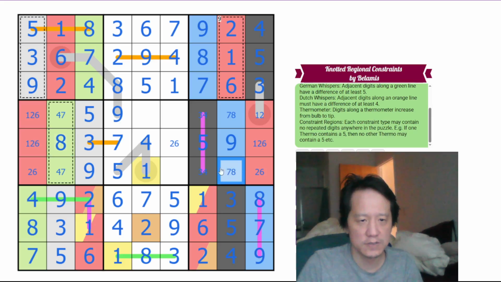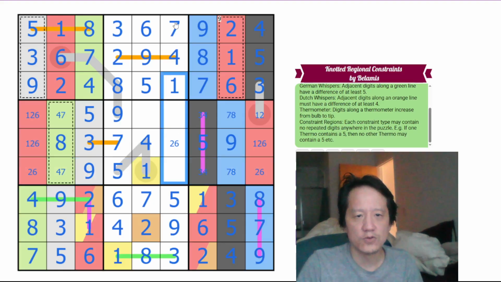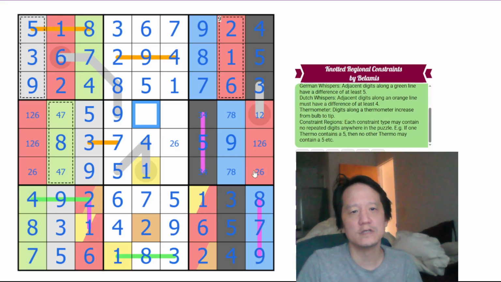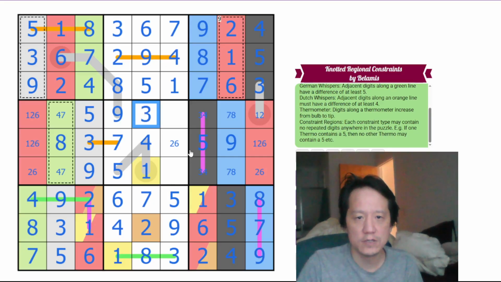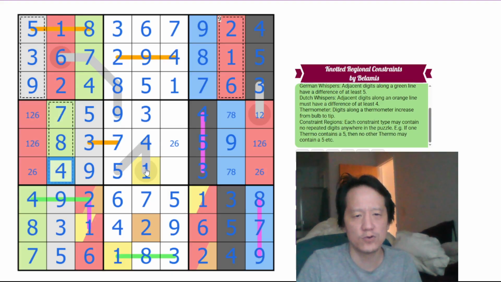What else do we have? We have a 2, 6 pair. The remaining digit in column 5 is 3. That eliminates 3 here, so that's 4 and 3. This 4 eliminates 4 here, so it's 7 and 4.